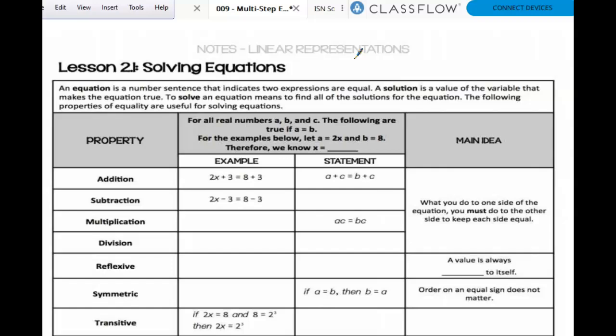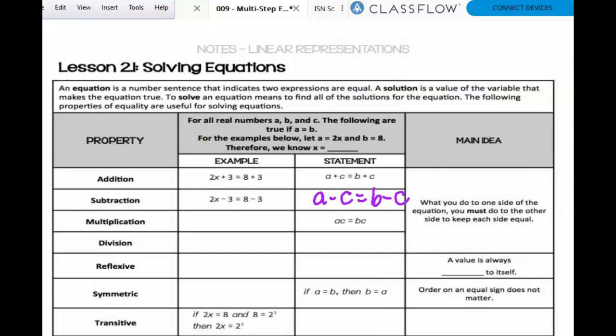I'm just going to go over these really quick. So for addition, 2x plus 3 equals 8 plus 3. A plus C equals B plus C. We can change the order with addition, right? That's okay. Can you change the order with subtraction? Is 5 minus 3 the same as 3 minus 5? No? So addition we can, but subtraction we can't, right?